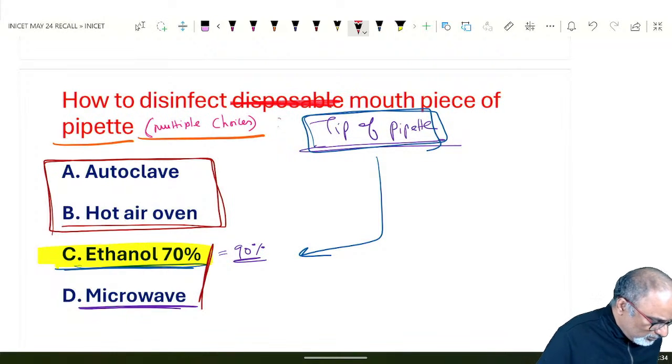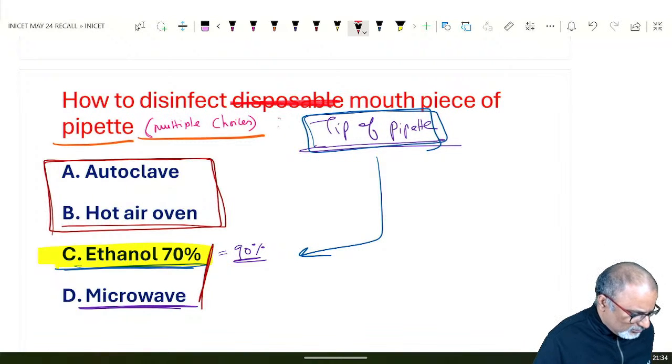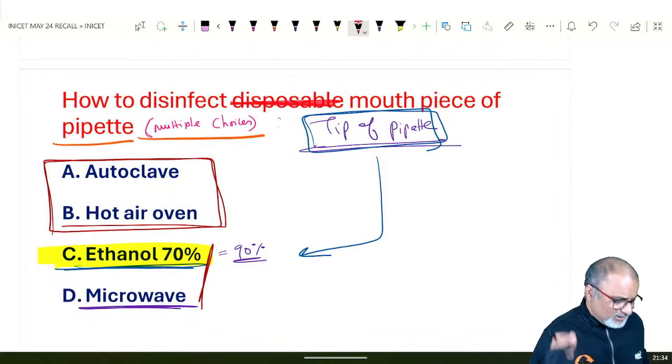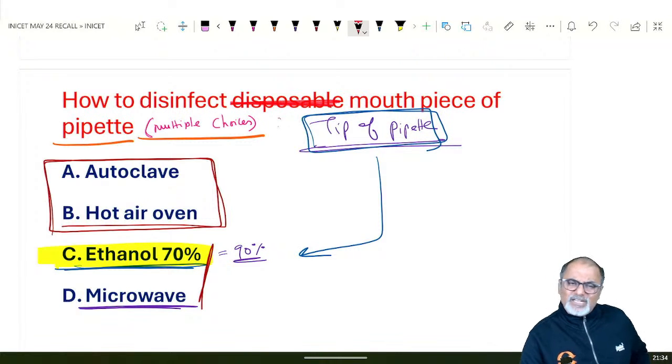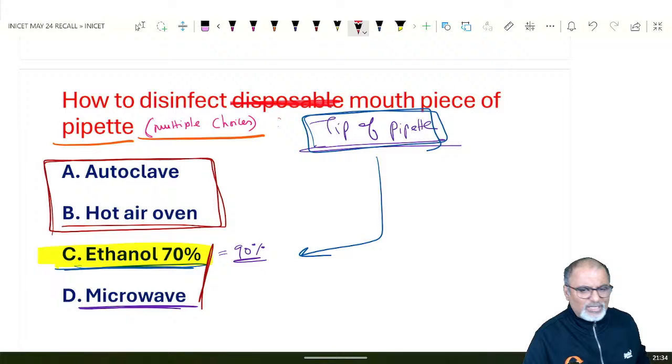Yes, one question, Dr. Machra Rama. Sir, question, Kernig's and positive occult rigidity is meningitis. It is meningitis. Yes. Microwave tip cleaning we can use for microwave. You're right. Ethanol is disinfection. Okay, disinfection is ethanol. You can go for it.